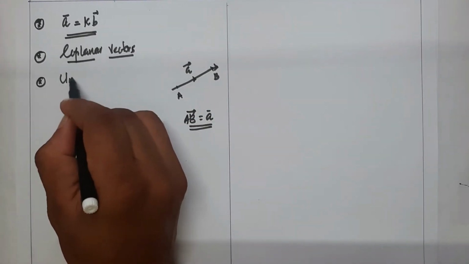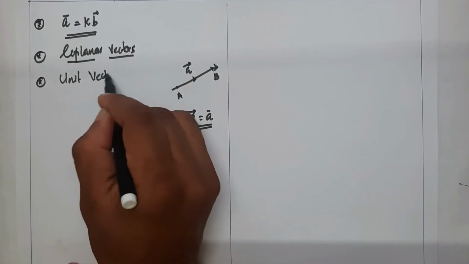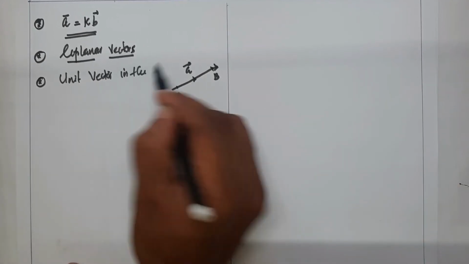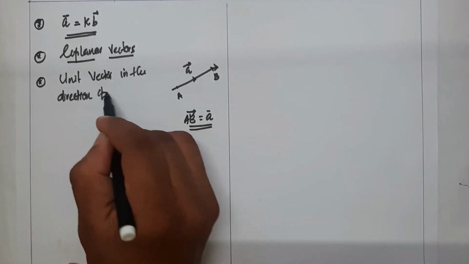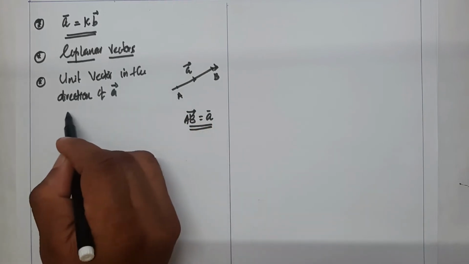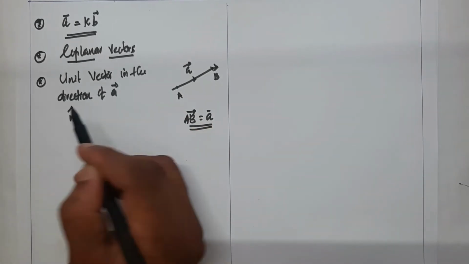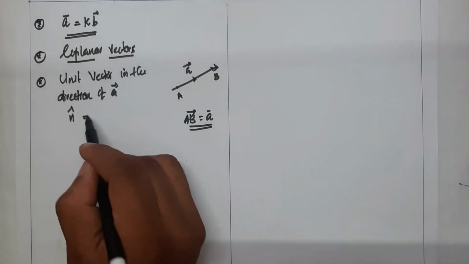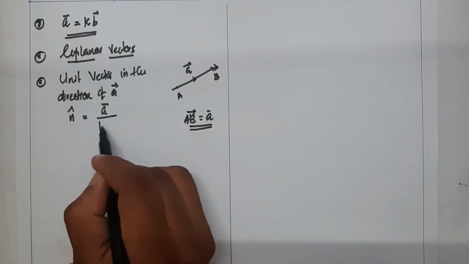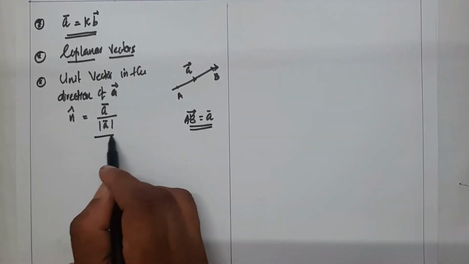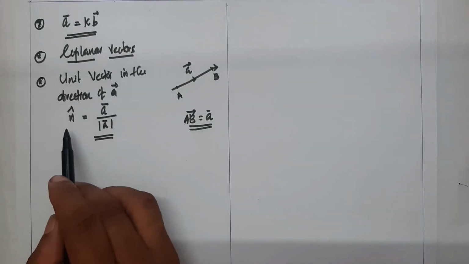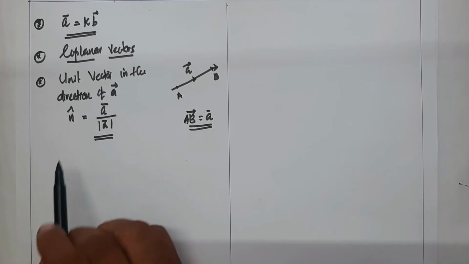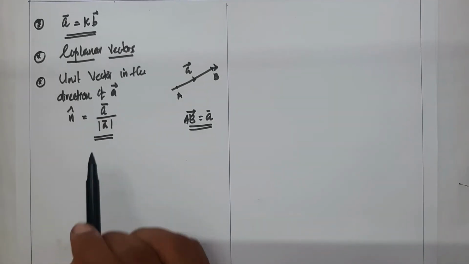Then the unit vector in the direction of vector A is expressed as n cap. The unit vector is represented by the symbol n cap, which is equal to vector A divided by modulus of vector A.